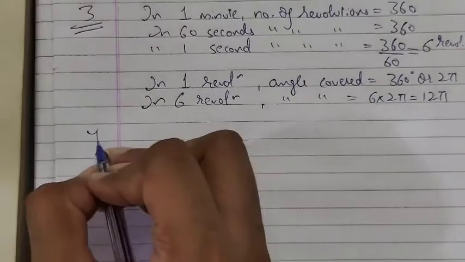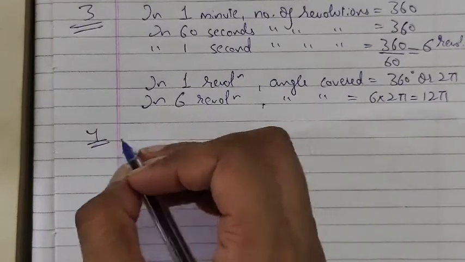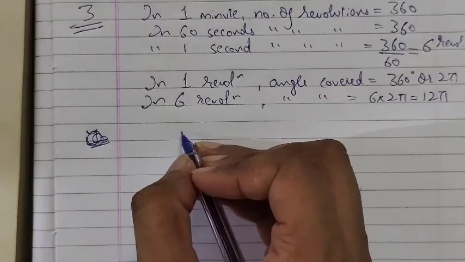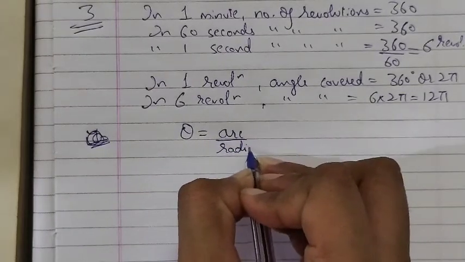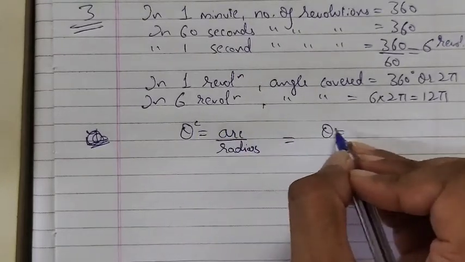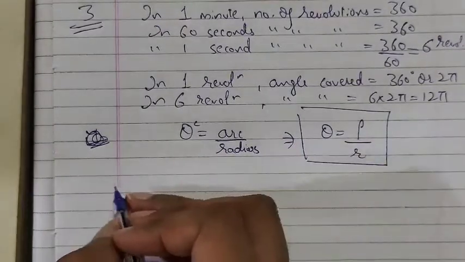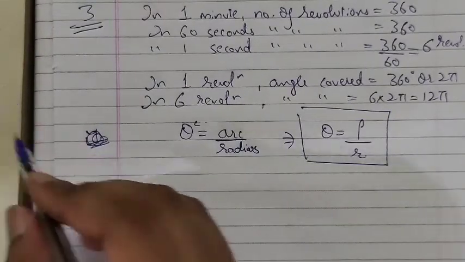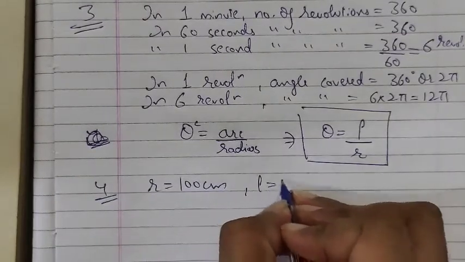Next, fourth question: find the degree measure of the angle subtended by an arc at the center of a circle. Now here we are going to use a new formula, which we have already discussed in the previous video. It is theta is equal to arc upon radius, but the condition is theta should be in radian, right? Or we can say theta is equal to arc length L upon R. So this formula we are going to use now. Question number 4: the radius R of the circle is given, it is 100 centimeter. The arc length is 22 centimeter.